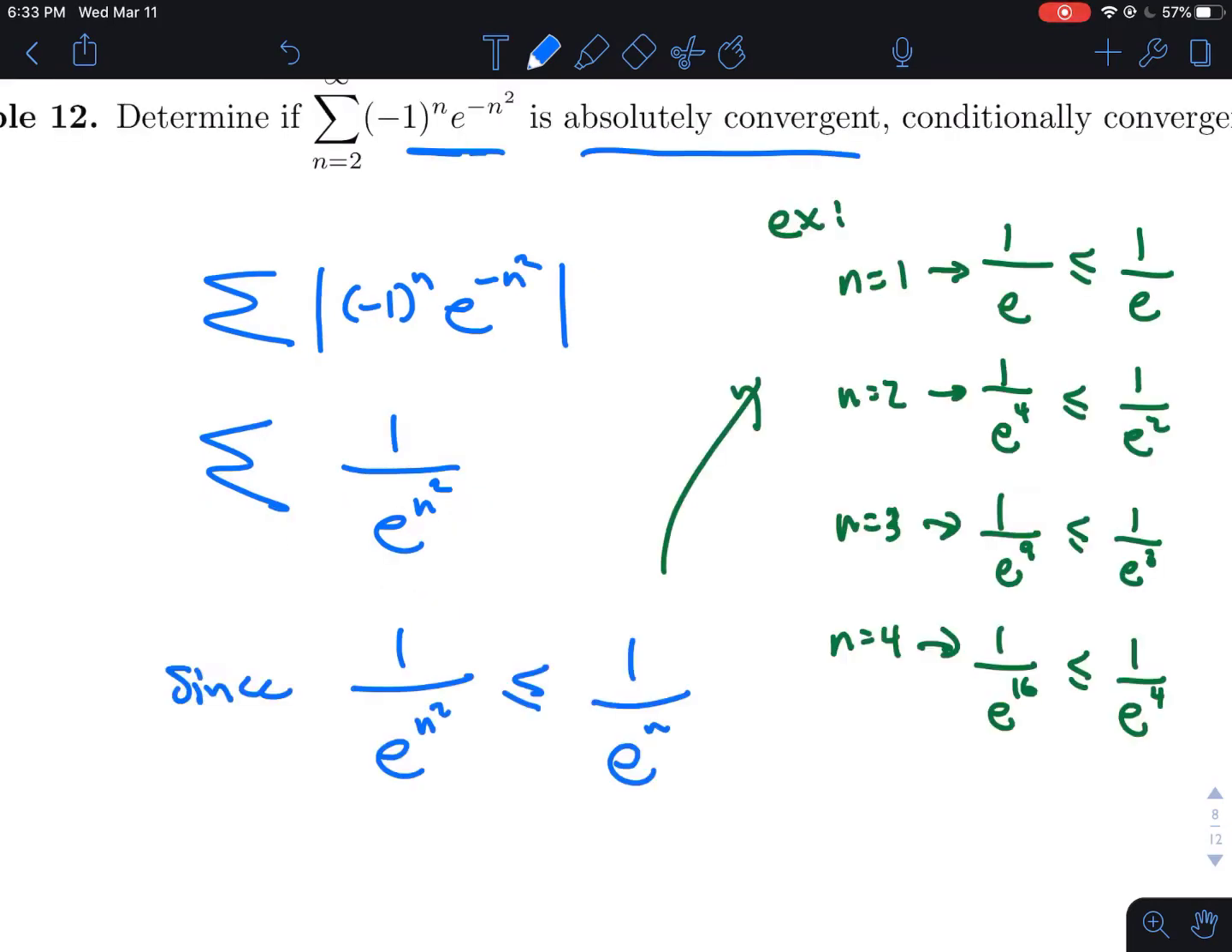All right. So the answer is the direct comparison test. The limit comparison test is going to have some issues, but with the direct comparison test, we can actually compare this with something that's considerably easier to deal with, and that is 1 over e to the n.